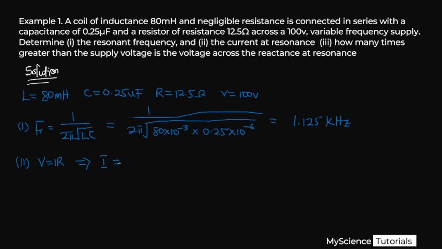So if we make current the subject, we have voltage over resistance, and this is equal to our supply voltage, which is 100, over our resistance, which is 12.5 ohms. So 100 divided by 12.5 is going to give us 8 amperes as our current. So let's look at part III.